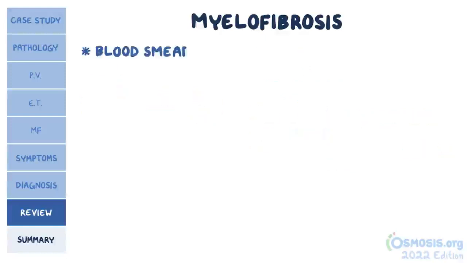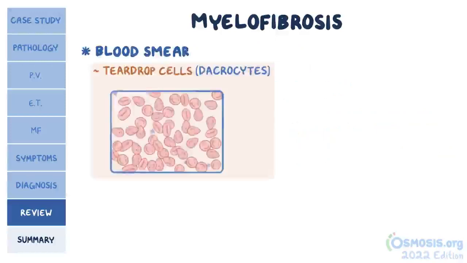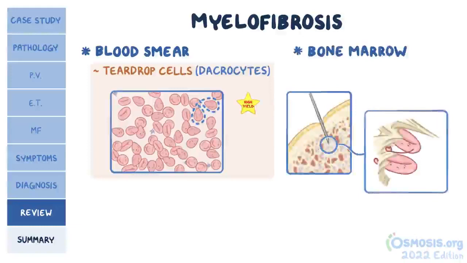A peripheral blood smear characteristically shows teardrop cells, or dacrocytes, which are red blood cells that barely squeezed themselves out of the tight environment of the fibrotic bone marrow. Also, when attempting to aspirate a sample from the bone marrow, sometimes none of the cells are able to get out because of fibrosis, and this is called a dry tap.